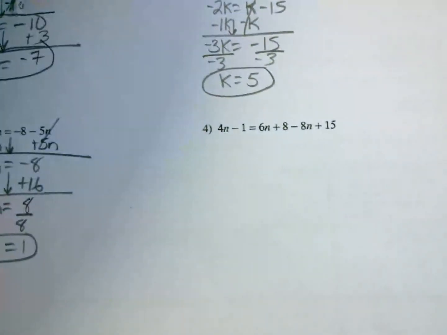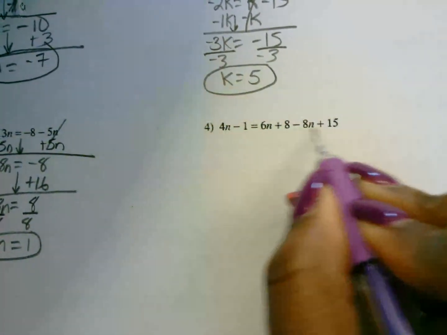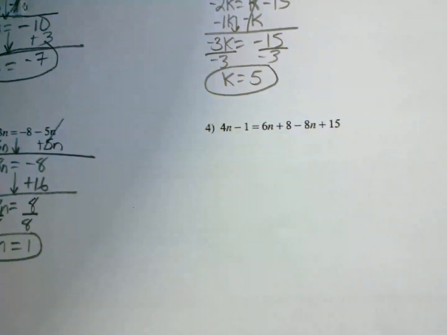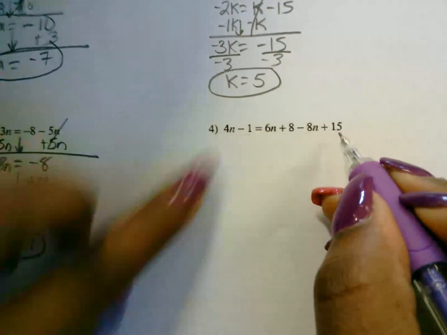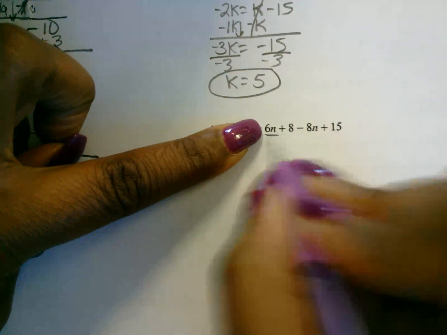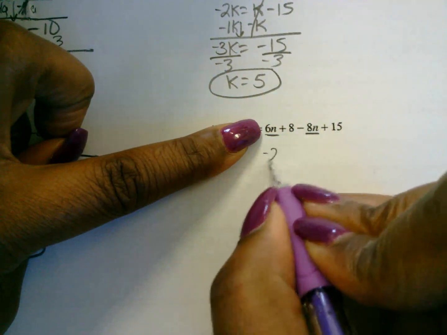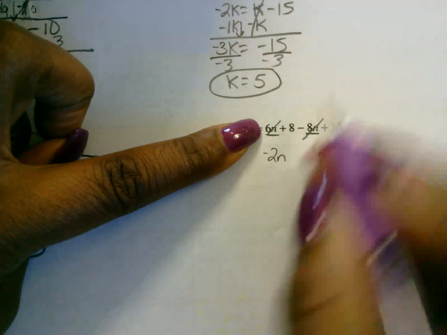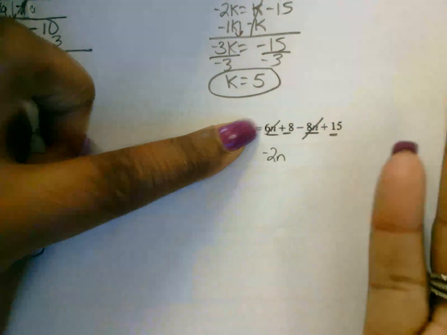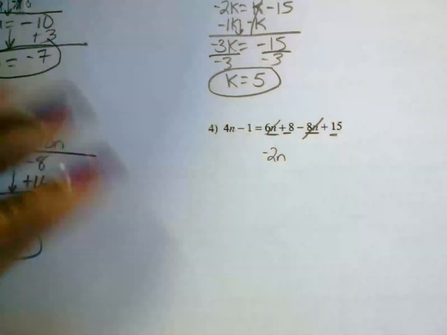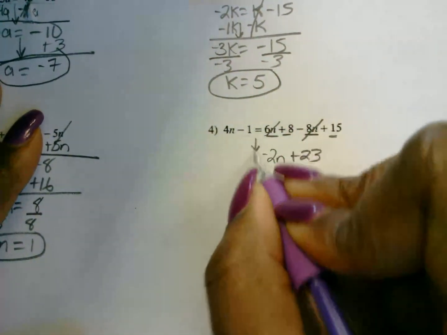Number 4. Okay, so first thing, look for distributive property. No distributive property here, no distributive property here. Combine like terms separately on each side. These are not like terms, but over here we have like terms. We have the 6n and the negative 8n. Add those together and get a negative 2n. And then we have 8 and 15. 15, 16, 17, 18, 19, 20, 21, 22, 23. Okay? So we got a positive 23. Use your fingers and toes to count, okay?